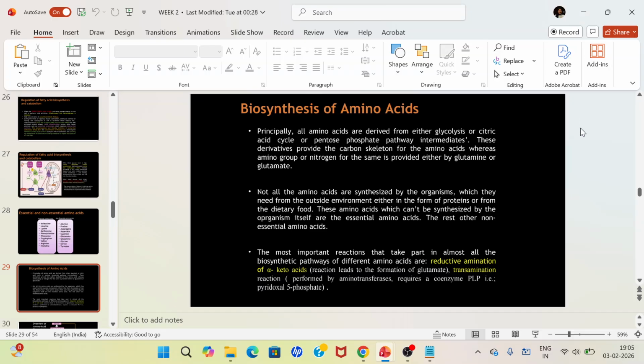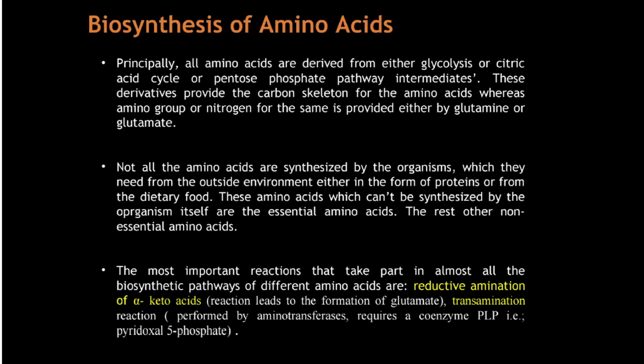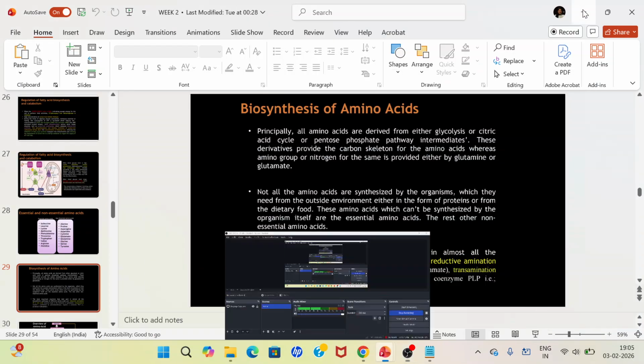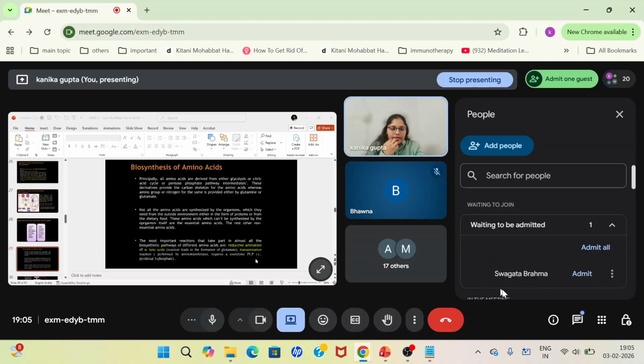So, what happens is, we'll get the carbon skeleton from either glycolysis, the citric acid cycle, or the pentose phosphate pathway, but the nitrogen or amino group required to make them a full-fledged amino acid will be derived from what? Glutamine or glutamate. Not all amino acids are synthesized by the organism, as I already told you. Those which we can synthesize are called the non-essential amino acids. Those which we can't are called the essential amino acids.